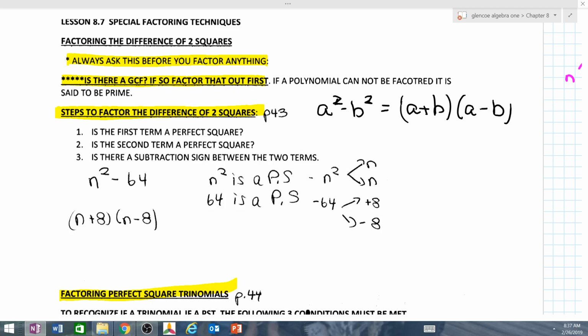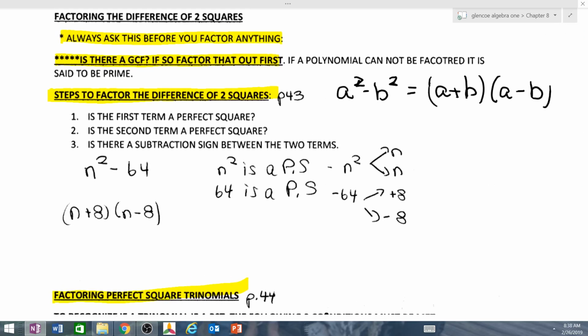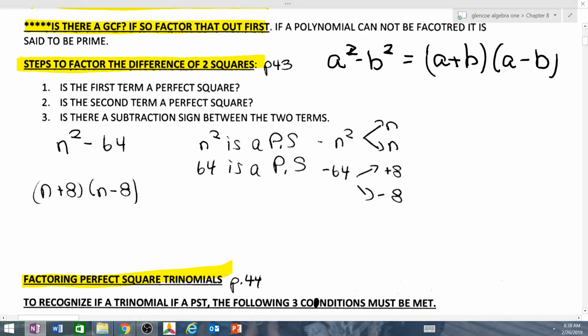The first question you're going to ask yourself is, is the first term a perfect square? Is the second term a perfect square? And is there a subtraction sign between the two terms? The only way it could be the difference of two squares, let's catch on a hint here, the word difference meaning subtraction, is there are two terms, they are both perfect squares, which means when you factor them, they factor into two identical equal factors, and there is a minus sign.